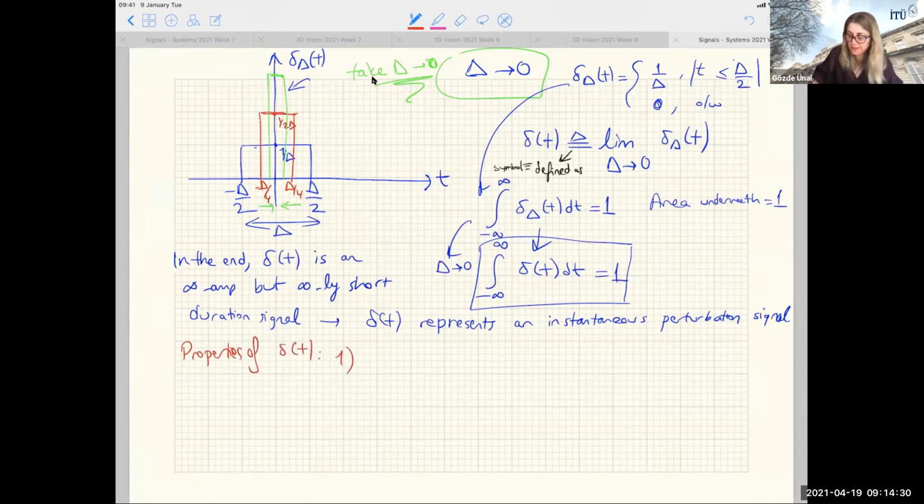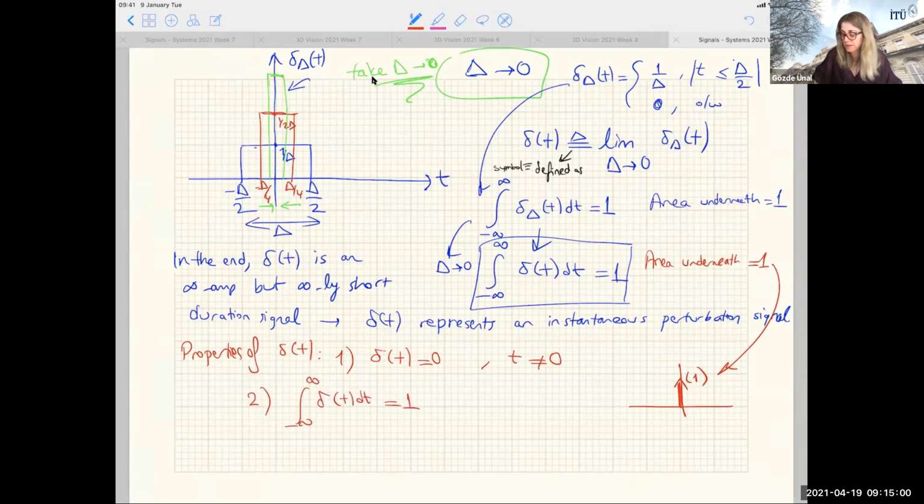One, it is zero when delta. So we can say it is zero when t is not zero. You see, it's this signal. Typically, we mention it like this because we just try to say area underneath is 1. That is implied by here. This is the property, let's rewrite it. This is really indicating that area underneath is 1.